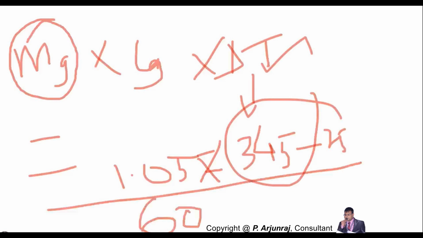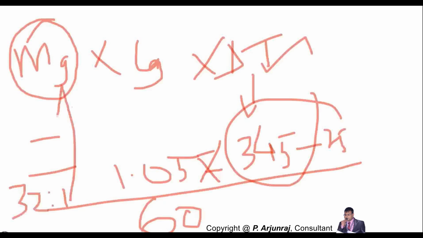We need to find out the mass flow rate of the gas. They have given the exhaust gas temperature and room temperature, but they have not given the mass flow rate of the gas. But they have given this value, the air fuel ratio, which is nothing but 32 is to 1.